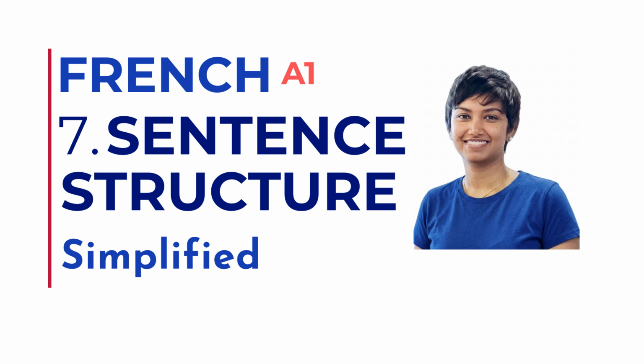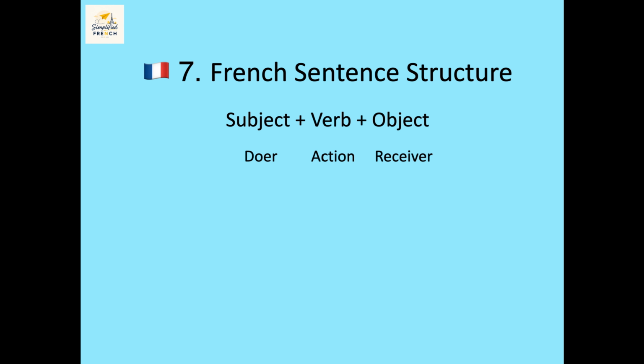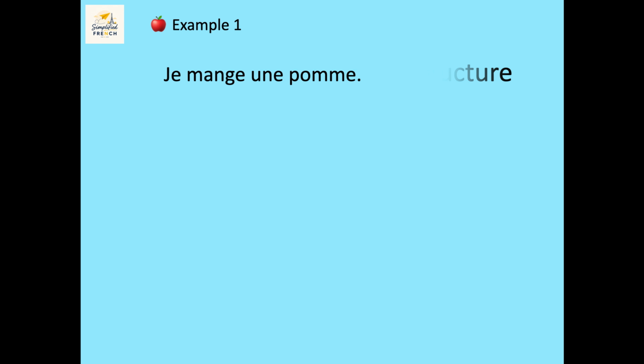This is A1 French beginner course, lesson number 7, French sentence structure. The French sentence structure is the same as in English. Most oftentimes, you have the subject followed by verb followed by the object. The subject is the doer of the action, the verb is the action in itself, and the object is the receiver of the action. For example, je mange une pomme.